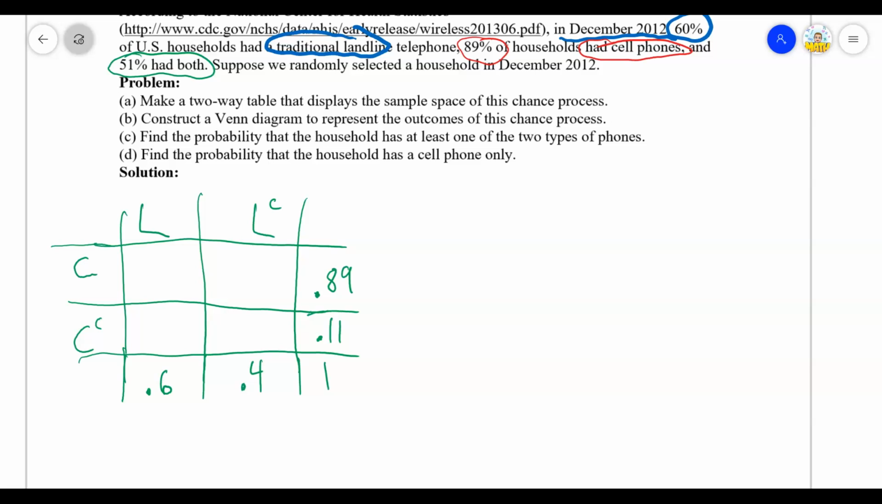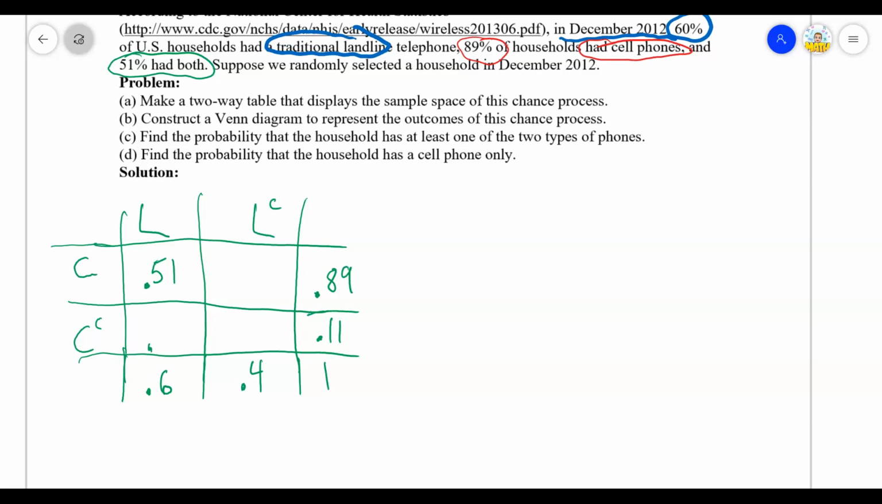Okay, now here's where I'll be really stuck. If I don't get one of the 4 of these values, I'm stuck. I can't go anywhere else with this two-way table. It's not going to be helpful in solving a problem, but they give me the percentage of people that have both. If this is 51%, now we basically have everything else, right?